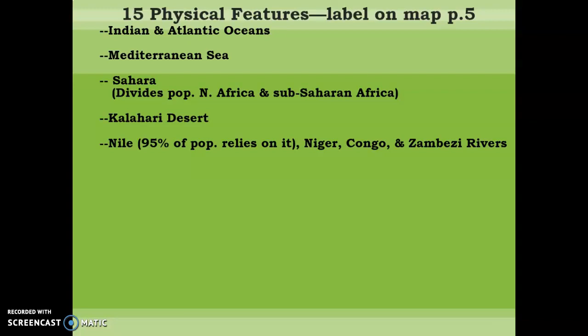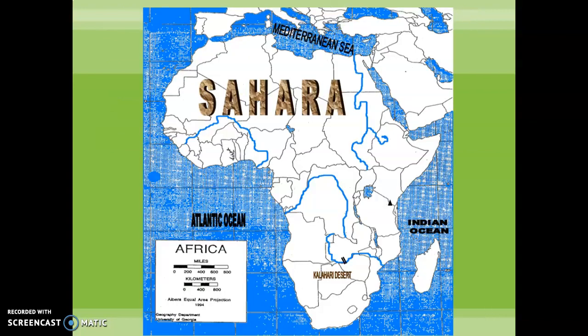But the other rivers are the Niger River, the Congo River, and the Zambezi River. So we're going to label those on your map. All right, so the rivers are the blue lines, of course. The Nile River empties into the Mediterranean Sea, runs through Egypt, but it also runs through South Sudan, goes a little bit into Ethiopia.